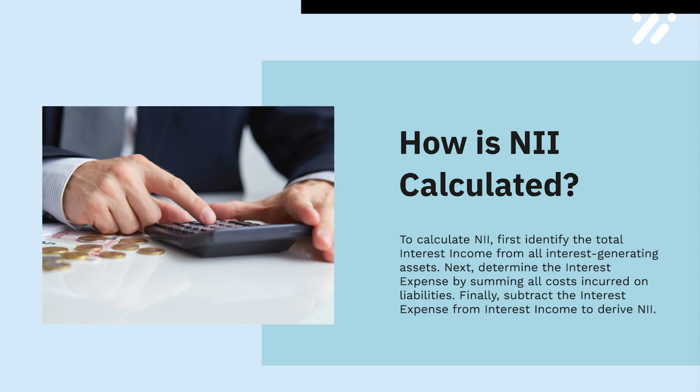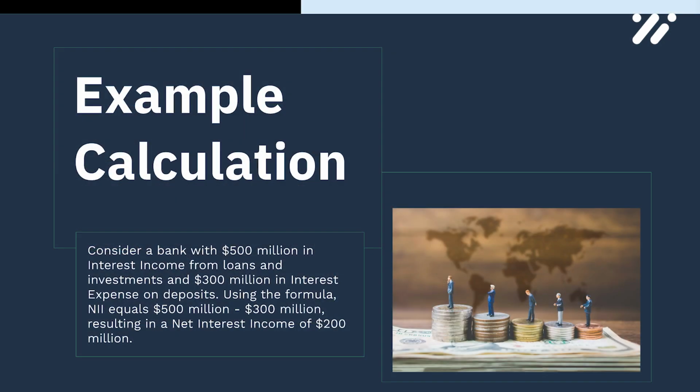Let's have an example calculation. A bank has the following: interest income from loans and investments, $500 million, and interest expense on deposits and borrowings, $300 million. So, NII equals 500 million minus 300 million. That gives us 200 million. Thus, the bank's net interest income is $200 million. Very simple, it's not far-fetched.